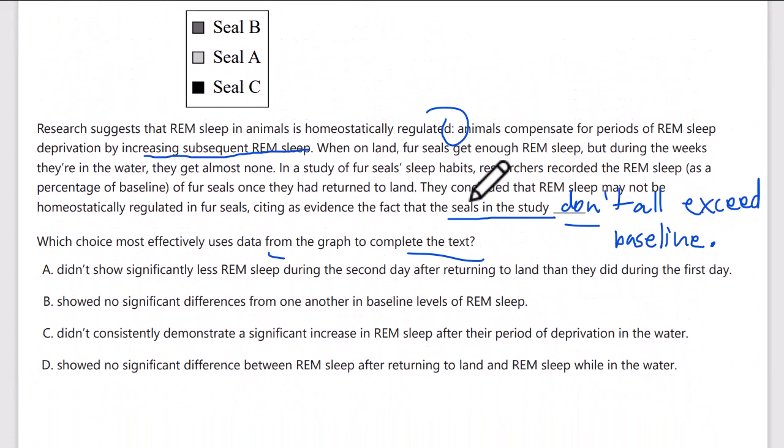Of course, I'm just trying to make a predicted or guessed answer, and I may or may not have it right. There might be a couple options that show it. So let's go ahead and check the answers.